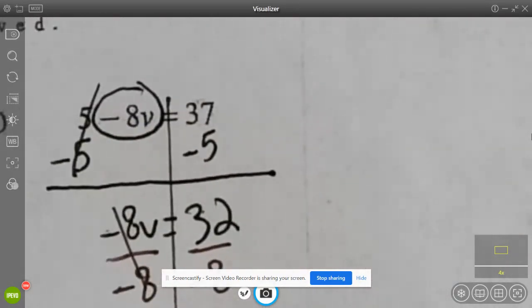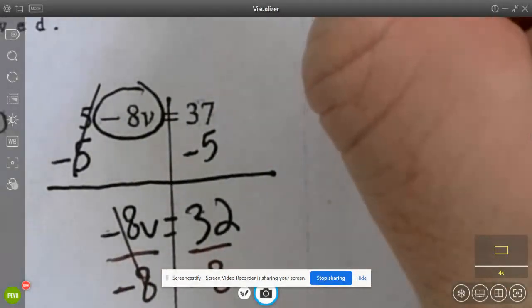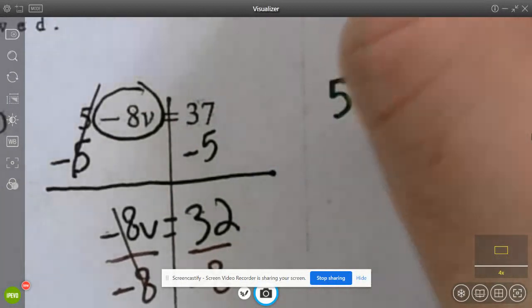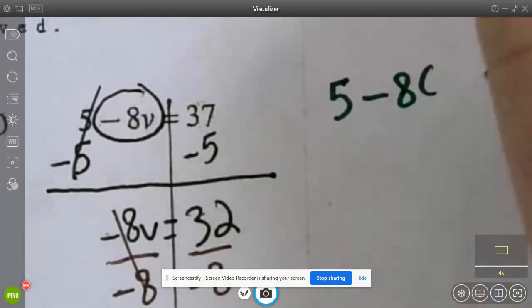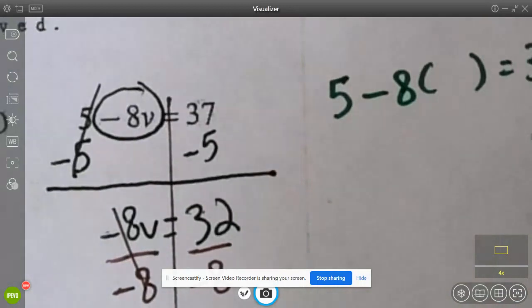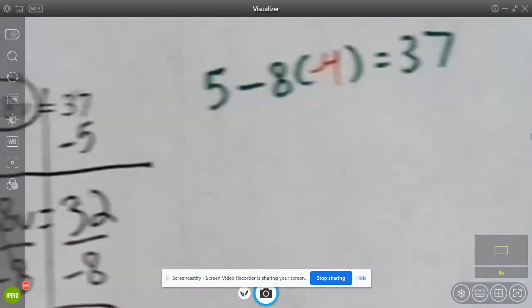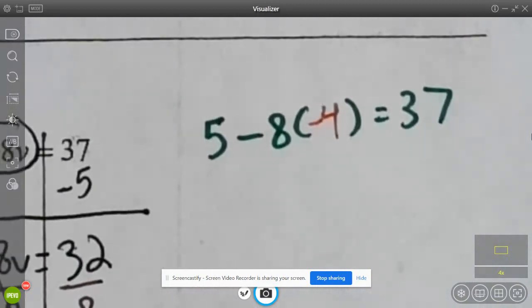Let's plug it in. You write it exactly like you normally would. The only difference being is that instead of putting v, you're going to put the answer. So 5 minus 8. I like to put parentheses every single time. I like to take out a different marker because it makes it look cooler. And we're going to plug in our negative 4. So 5 minus 8 times a negative 4 equals 37.